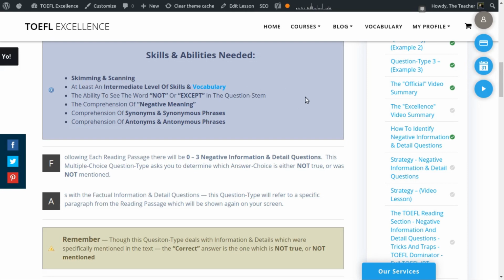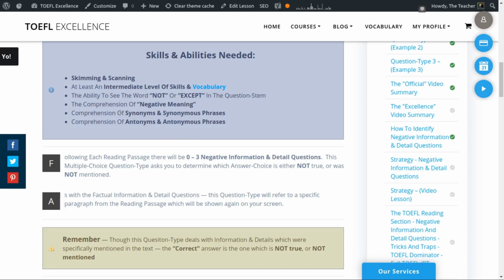The other thing is that you need to notice that it says NOT or EXCEPT in the question stem. Well, that should be pretty easy because when you see them in the question stem, they will probably be in bold print, but they will definitely be capitalized. Another thing that you'll need is to understand negative meaning. That should be pretty simple for someone who is at the level of taking the TOEFL exam. It just means something which is not true.